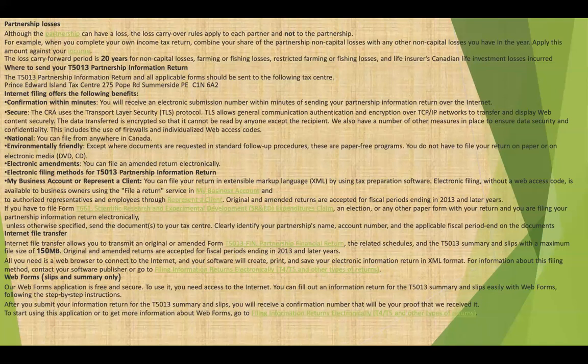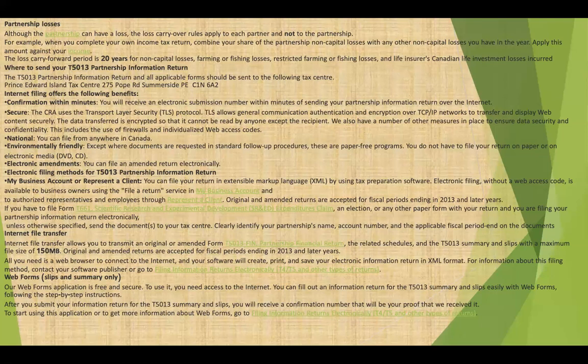So where do you send your T5013 partnership return? You send it to the Prince Edward Island Tax Centre, 275 Pope Road in Prince Edward Island. You can also do internet filing. It offers the following: confirmation within minutes. You will receive an electronic submission number within minutes of sending your partnership return over the internet, and it is secured. CRA uses the Transport Layer Security (TLS) protocol.